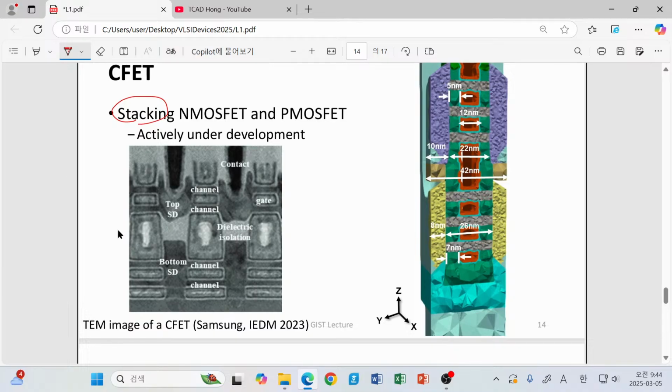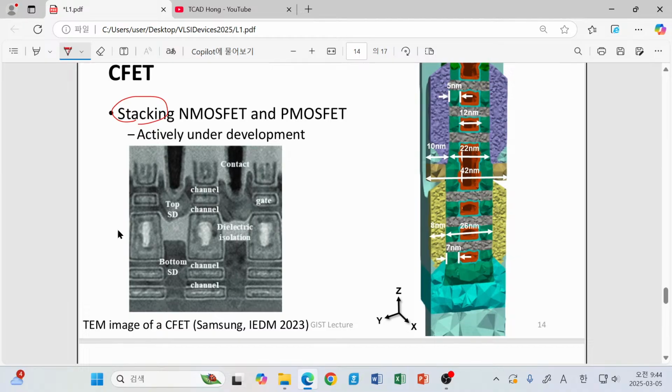I assume that all of you already understand what an NMOSFET is and what a PMOSFET is. Am I correct? Or have you never heard about NMOS and PMOS? If you don't understand what an NMOSFET and a PMOSFET are, then maybe it would be better to stop here, because we have a prerequisite course. Anyway, this CFET is stacking two different devices.